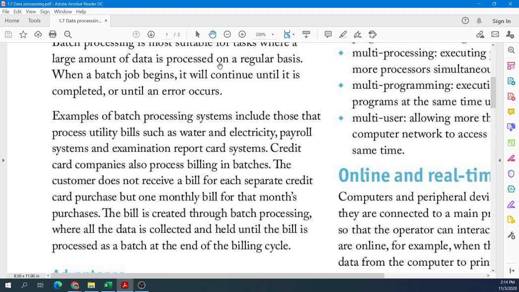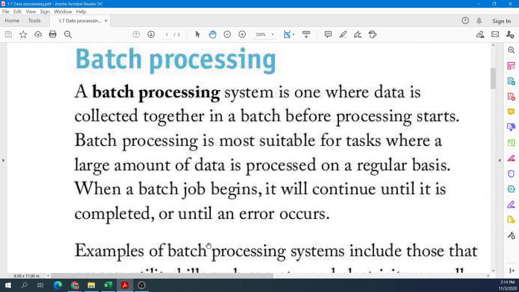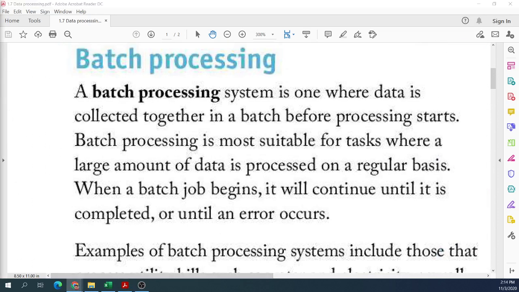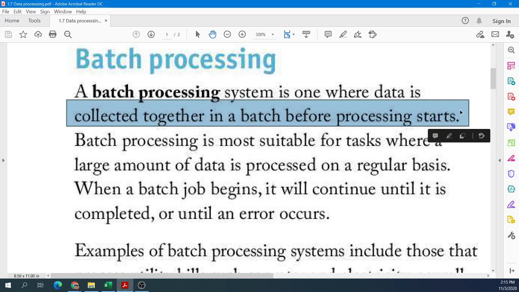Good, thank you. So let's take it into parts once again. A batch processing system is one where the data is collected together in a batch before it gets processed. So in order for the data to be processed, it is collected into a certain amount.